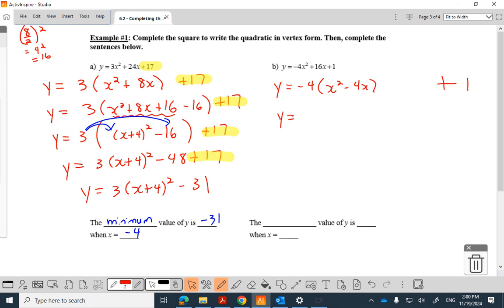Now the a value is 1. Well, no, it's not. Inside the brackets, it's 1. I'm sort of cheating. I'm like, okay, get that a out of the way so I can focus on the brackets. What's the magic number here? Yeah, -4 divided by 2 is -2. But then squared, +4. So I'm adding 4, and I'm subtracting 4.